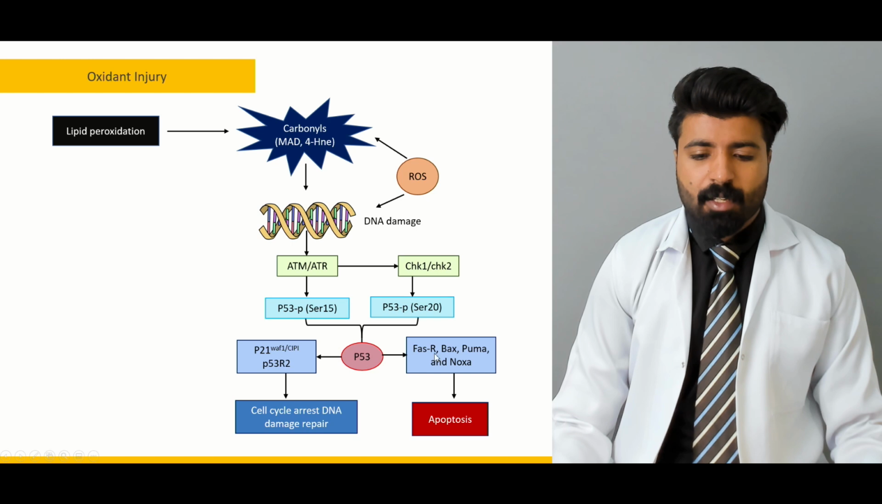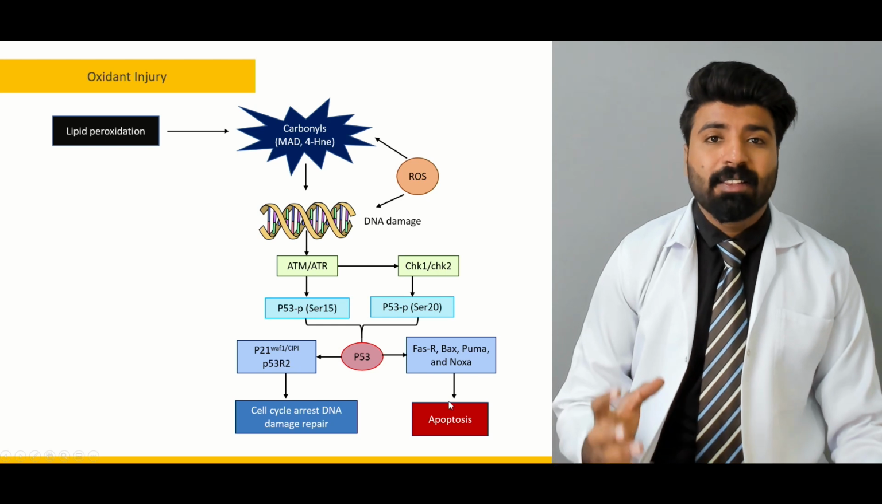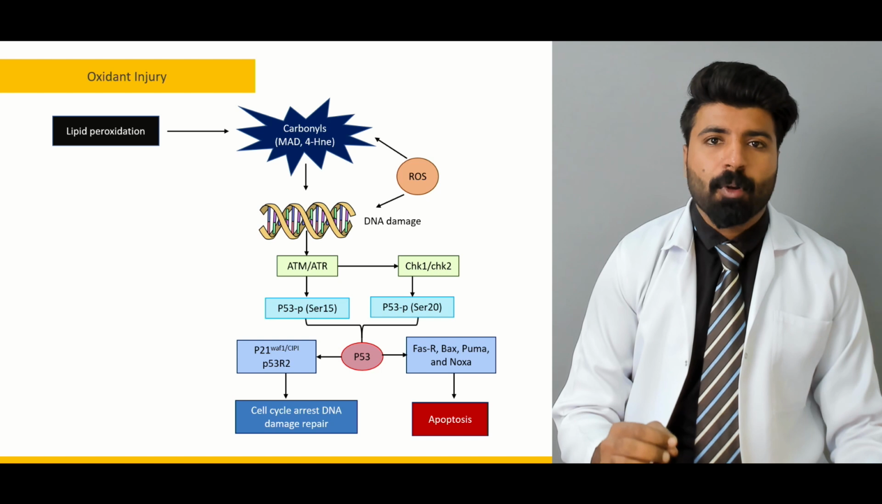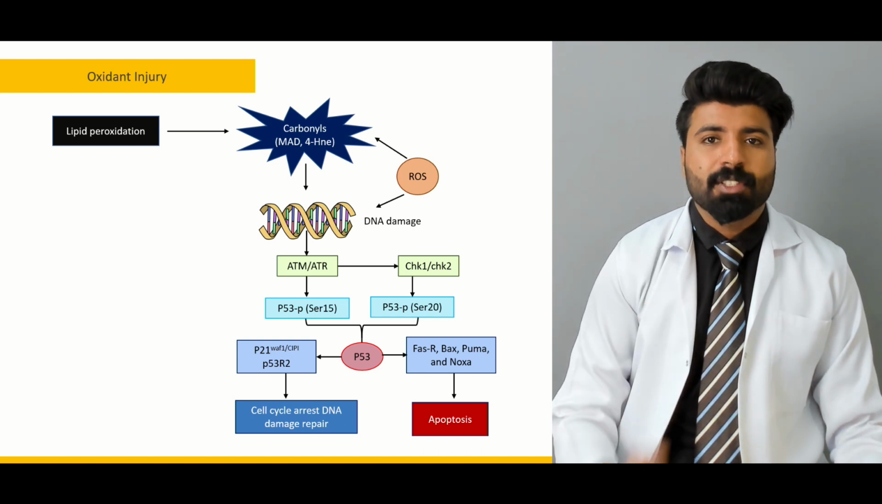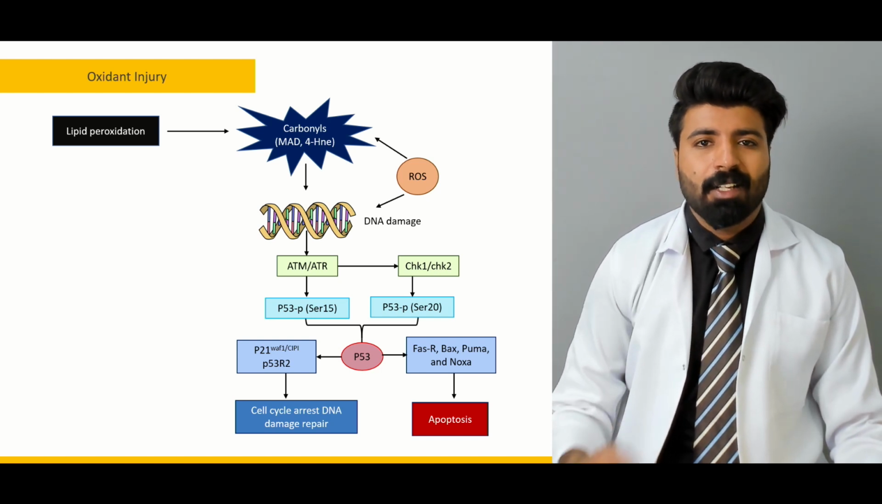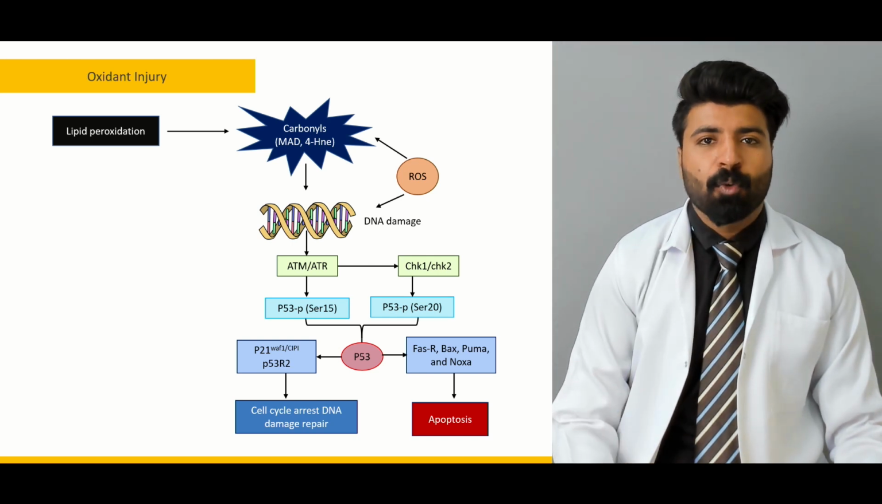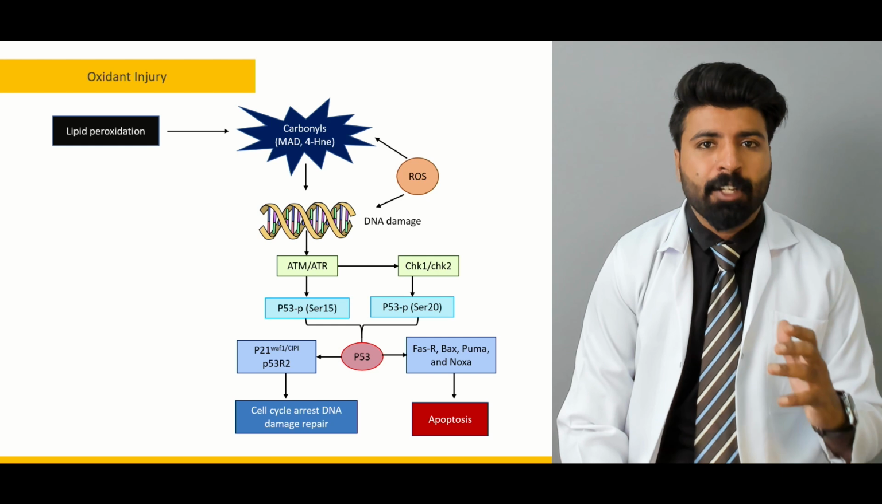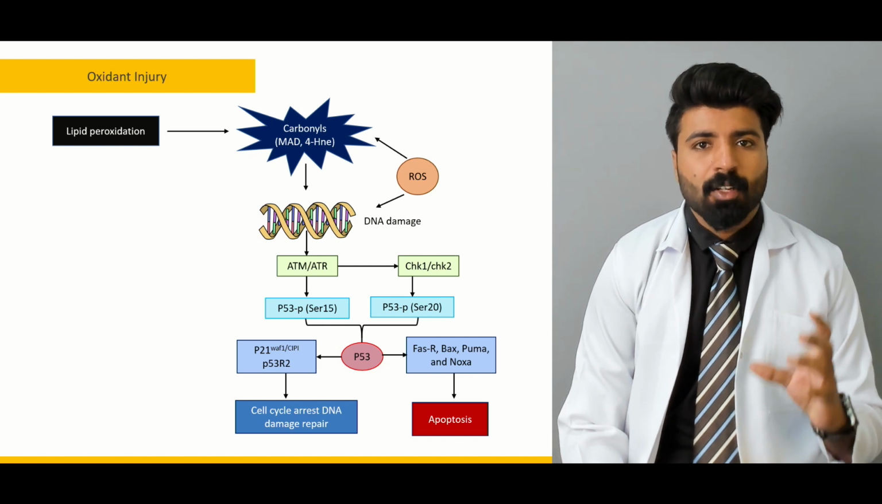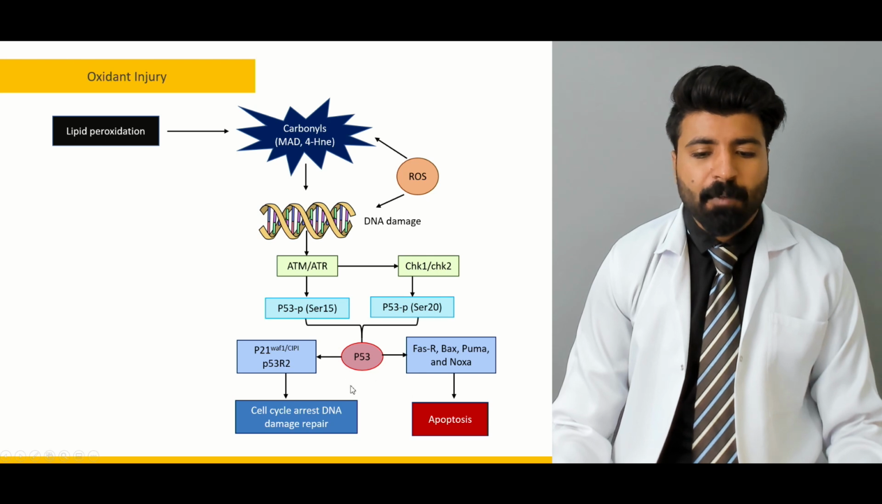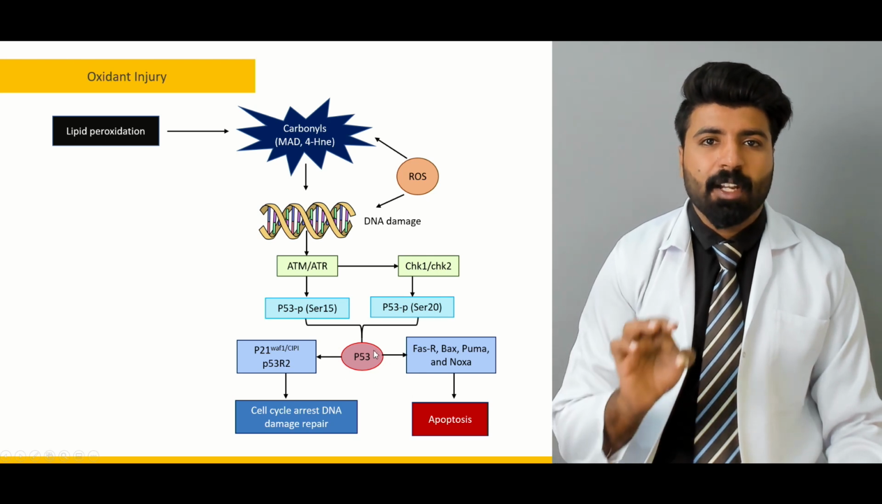It produces proteins called FasR, BAX, PUMA, and NOXA. They are apoptotic. They put the cell through apoptosis. The cell goes for suicide. The cell dies. Before it gives birth to abnormal DNA, before abnormal DNA synthesis, the cell goes through apoptosis. That's what P53 is present in our body for.